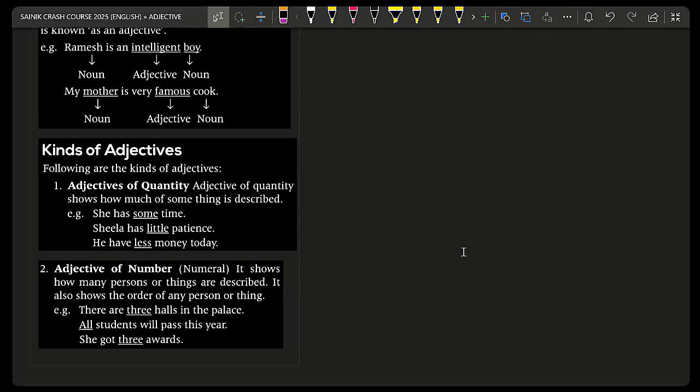All students will pass this year. So what is the adjective of number used in this sentence? All. She got 3 awards. How many awards? 3 awards. So 3 is also an adjective. And the next type of adjective is about quality.